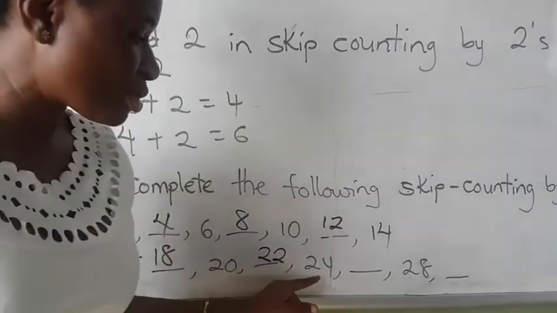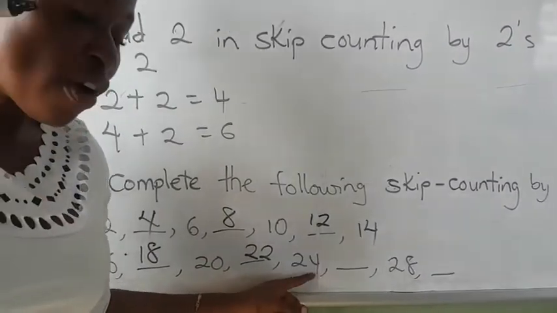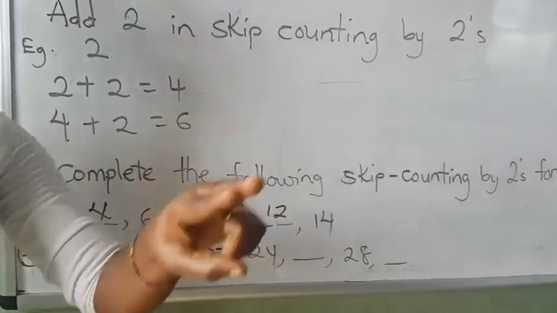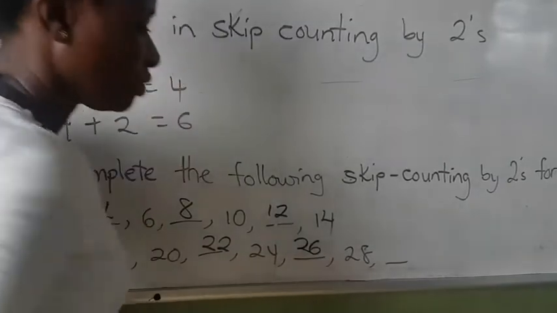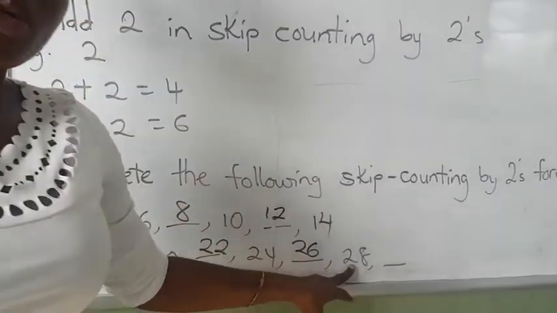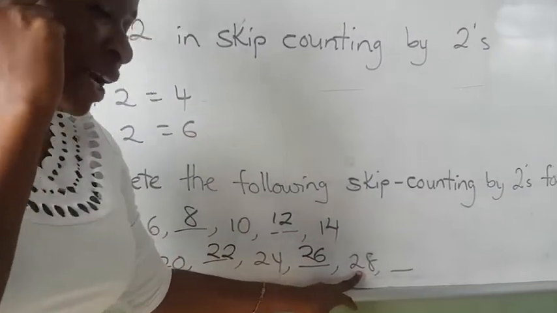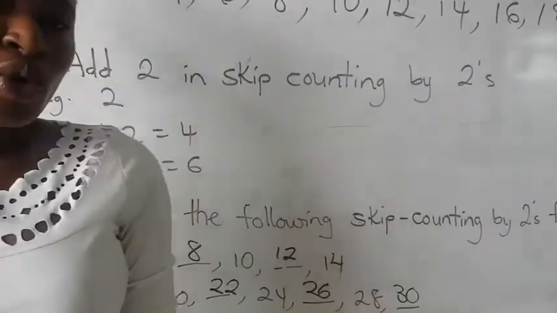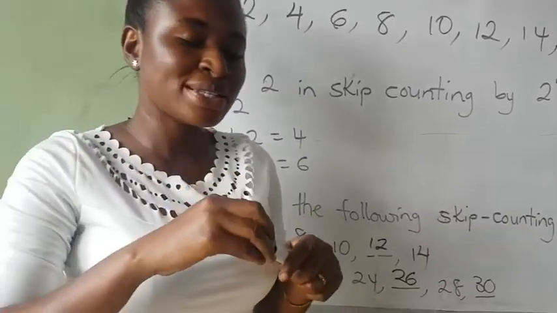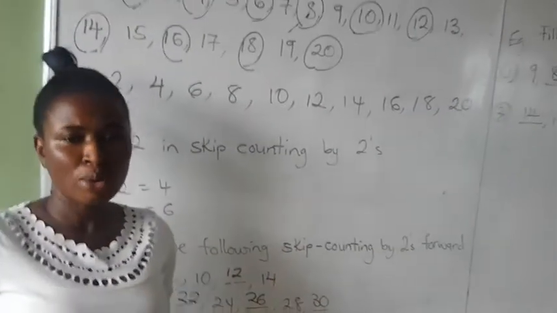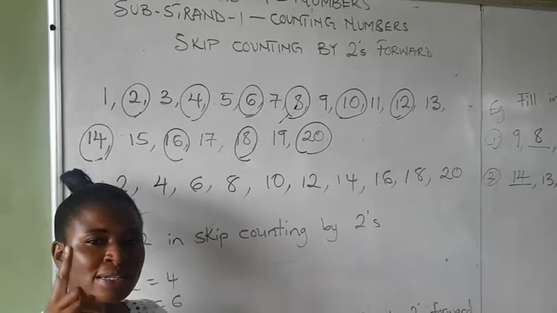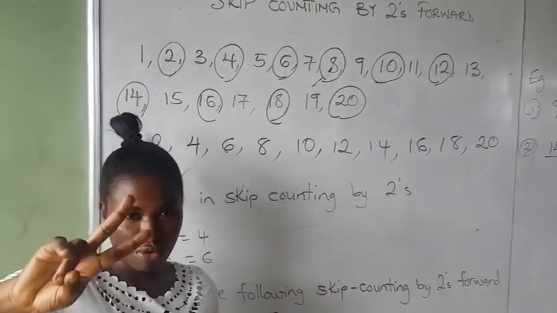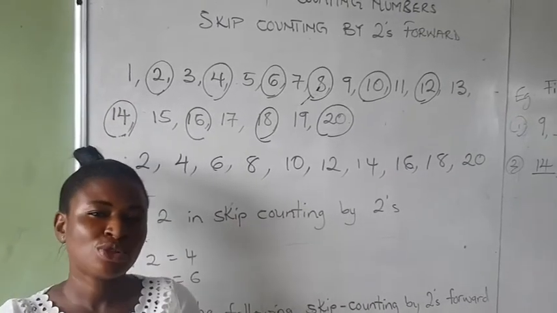Then if you add 2, you get what? 24. Now 24 in my mind, then I add 2. 24, 25, 26. Good. Then you add 2, you get 28. I put 28 in my mind, 29, 30. This will help you to always get the next skip count number. And remember, skip counting forward by twos, we are adding what? 2. Very good.